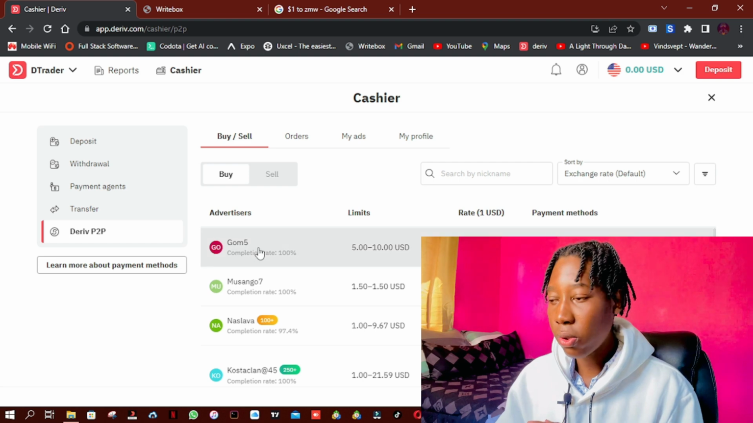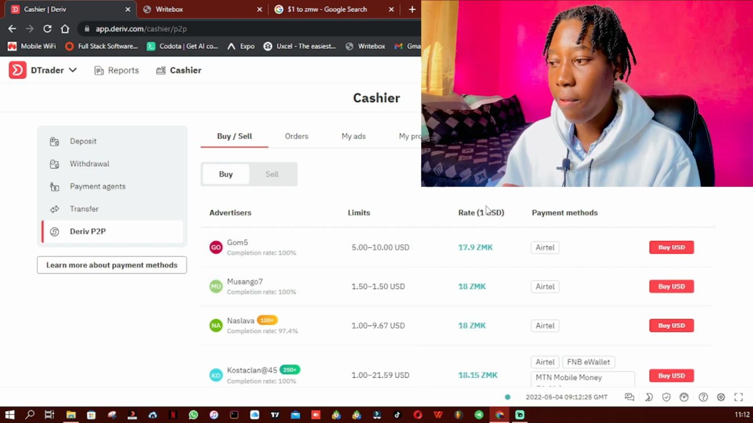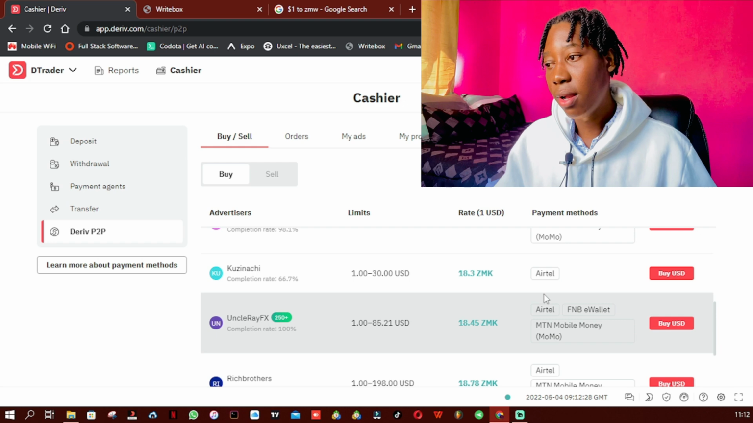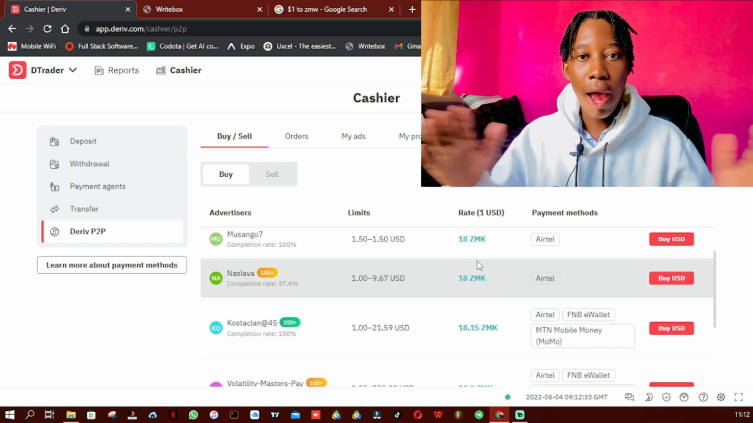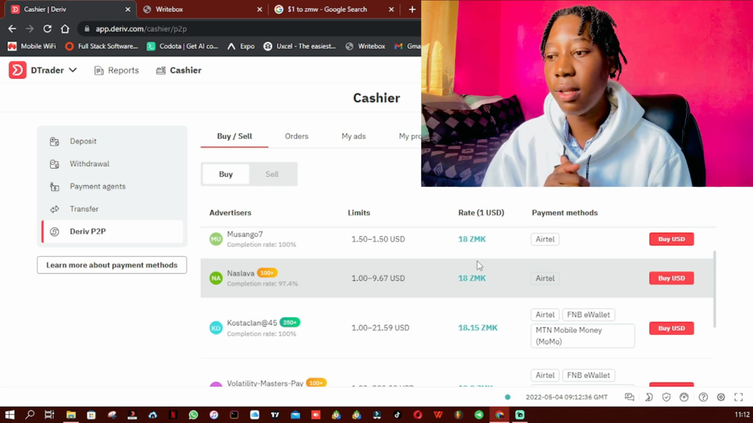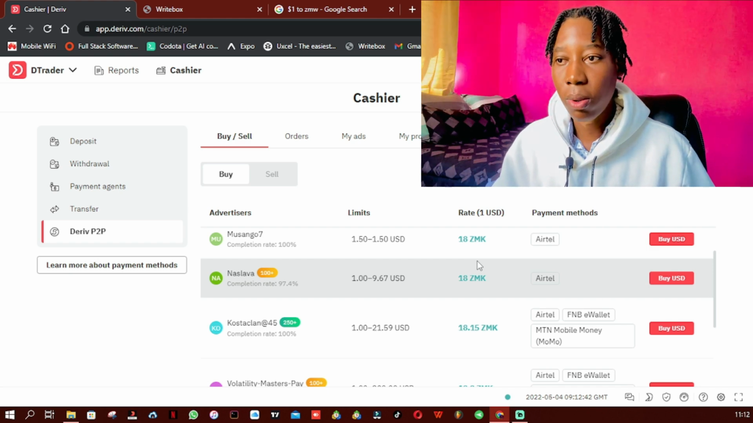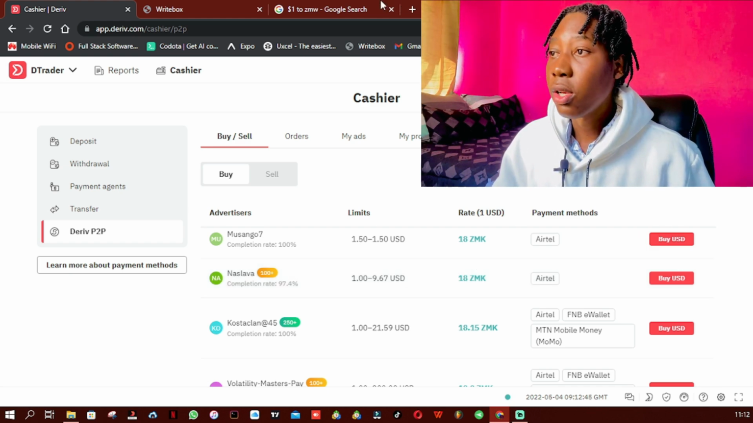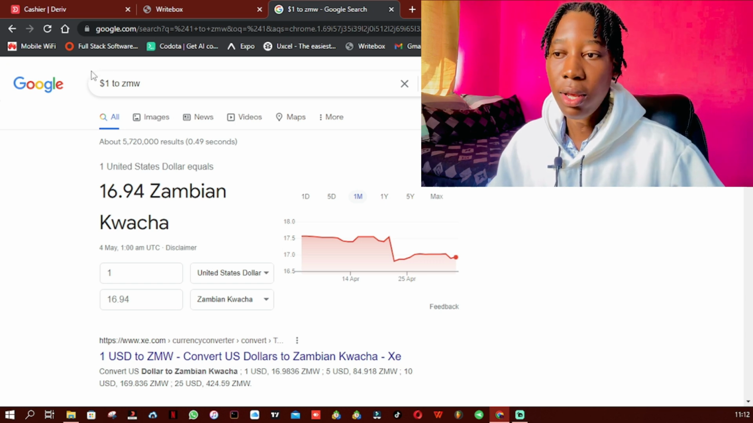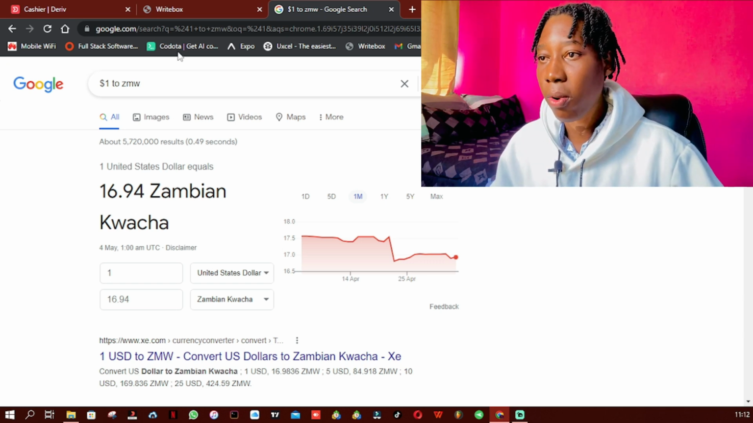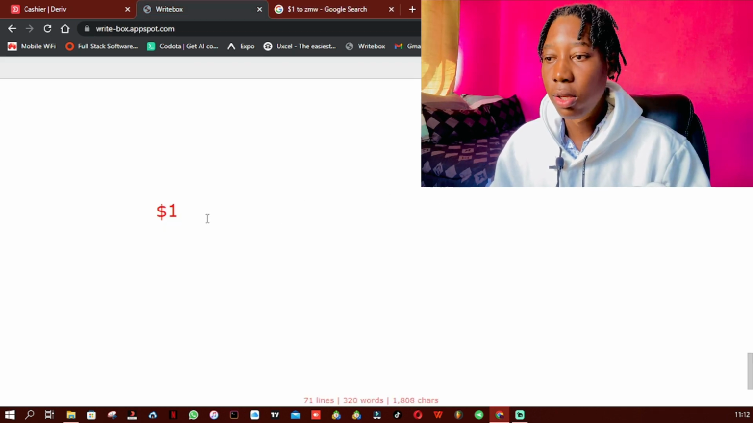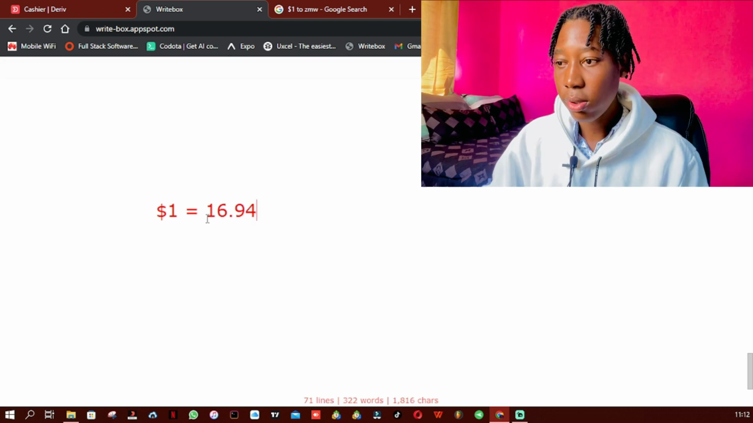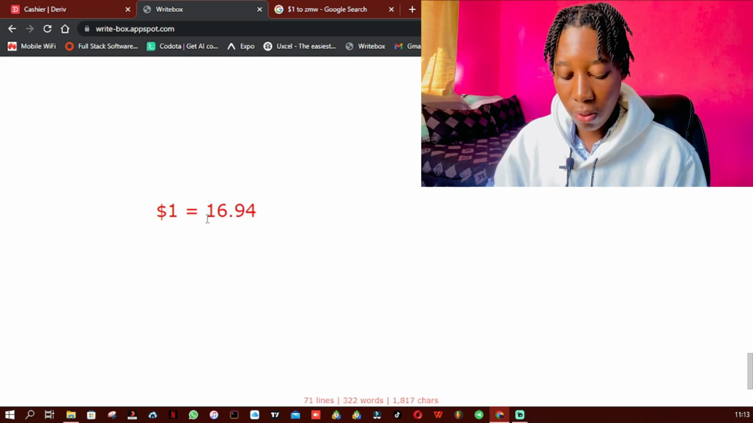So when you scroll here, you're going to see that a lot of people have their own rates. Some have got high rates, some have got reasonable rates, some have got low rates. I myself am from Zambia and the currency is ZK or ZMW or ZMK, I don't know which one is official. So when I go to Google, $1 is equal to 16.94 Zambian kwacha. So I'm going to copy this.